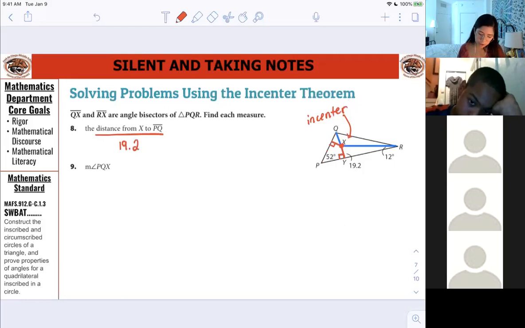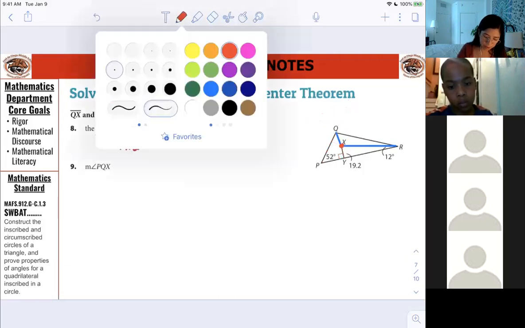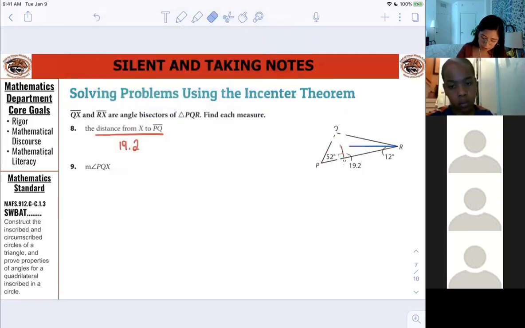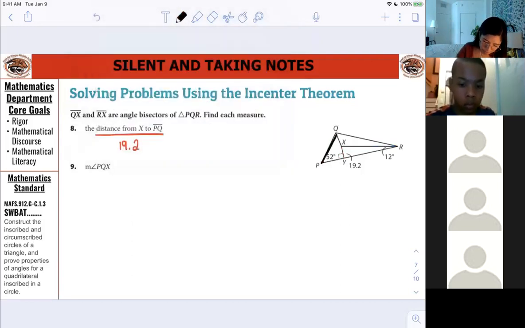What about the measure of PQX? PQX. So let me erase what I have. I wish I had made this a little bit bigger. Matter of fact, let me make this bigger. Give me 1 second, guys, because I don't have enough room to write.